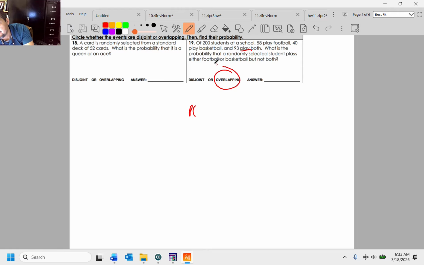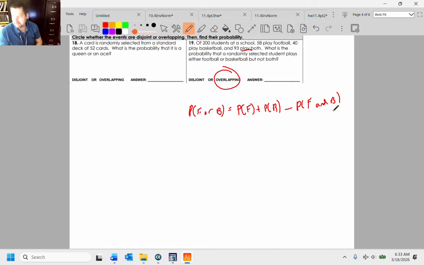Probability of, I want to know "or," right? Football or basketball would be the probability of playing football plus the probability of playing basketball, take away the probability of both, F and B. Now, it says 58 play football. So that's going to be 58 in 200. There's 200 kids.